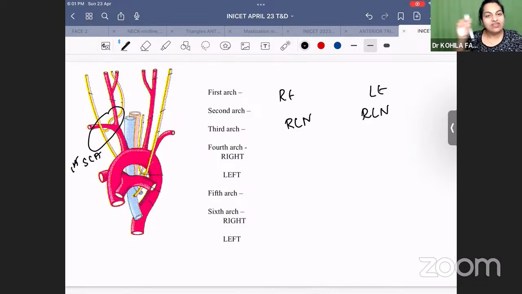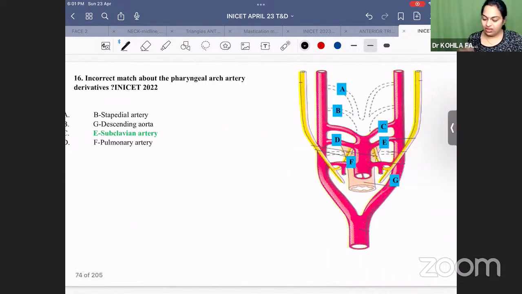In the left, the sixth arch artery or ductus arteriosus is the remnant, so that will wind around it. The left recurrent laryngeal nerve is going to wind around the arch of aorta to the left of ligamentum arteriosum. It's given off in the thorax. That is why the course differs on right and left. Longer course on the left. Okay. Got it, right?